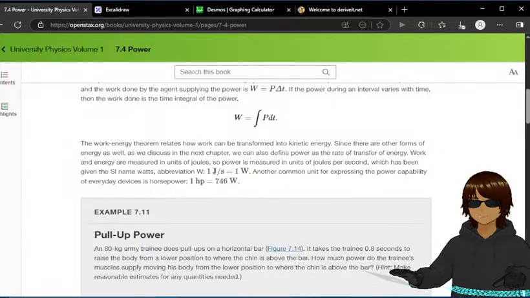Work done is measured in joules. Joules per second is measured in watts. 1 joule per second is 1 watt. Another common unit for expressing the power capability of everyday devices is horsepower. 1 horsepower is 746 watts, or 746 joules per second.